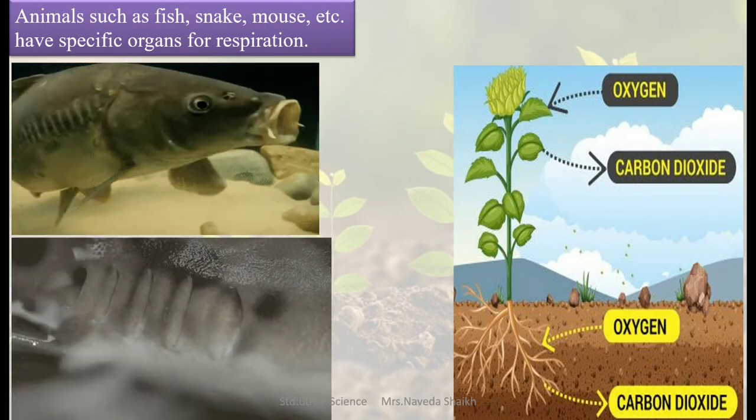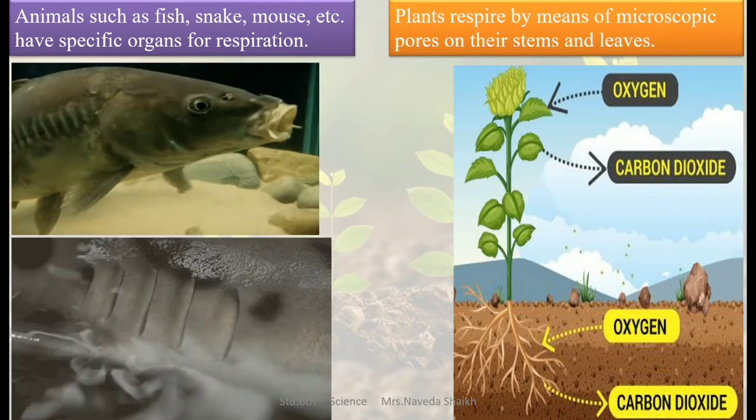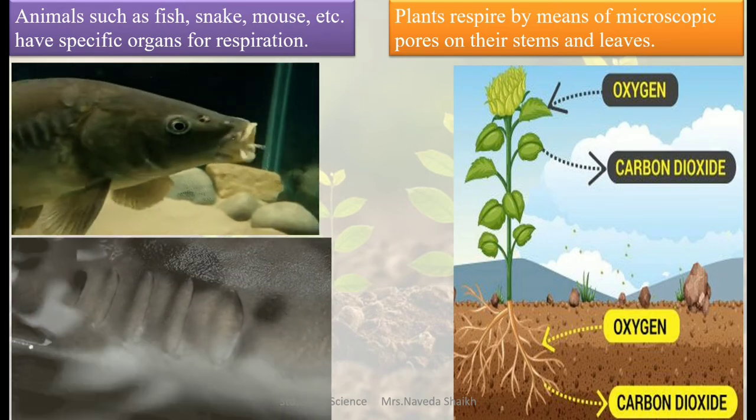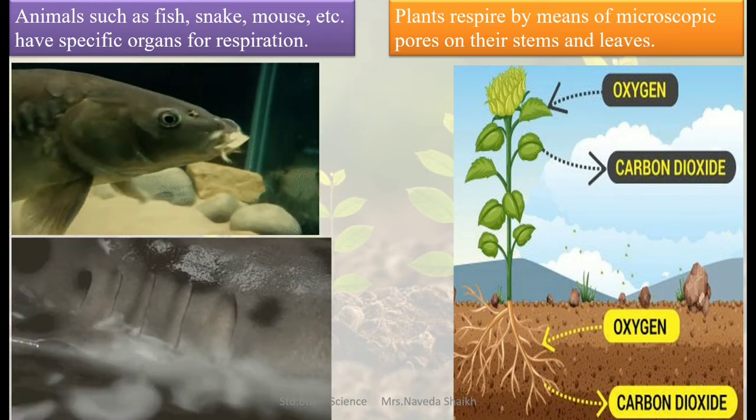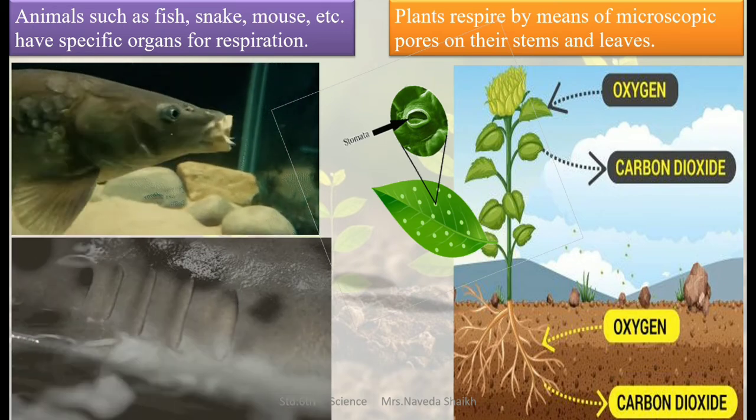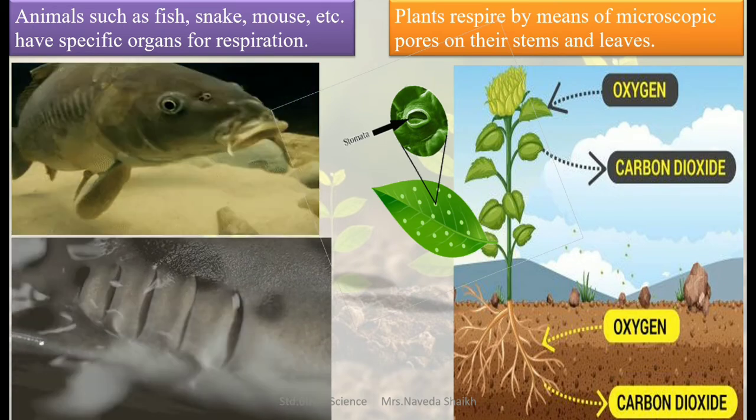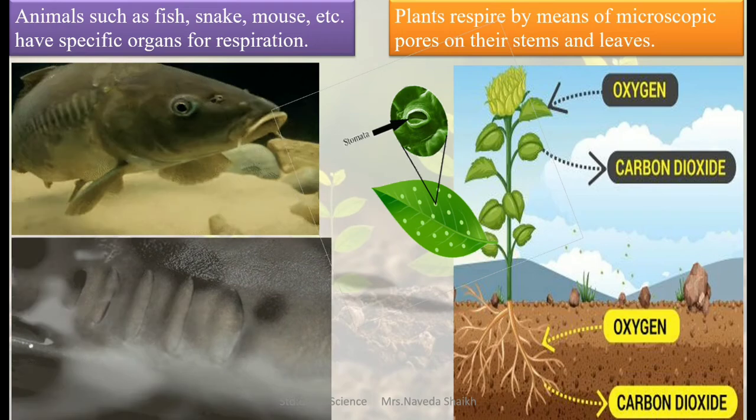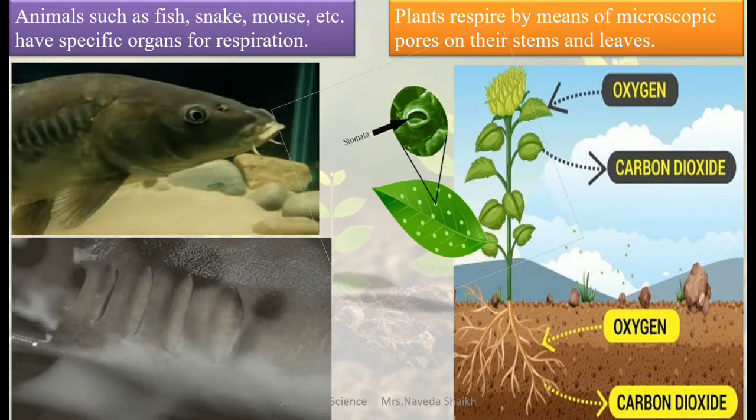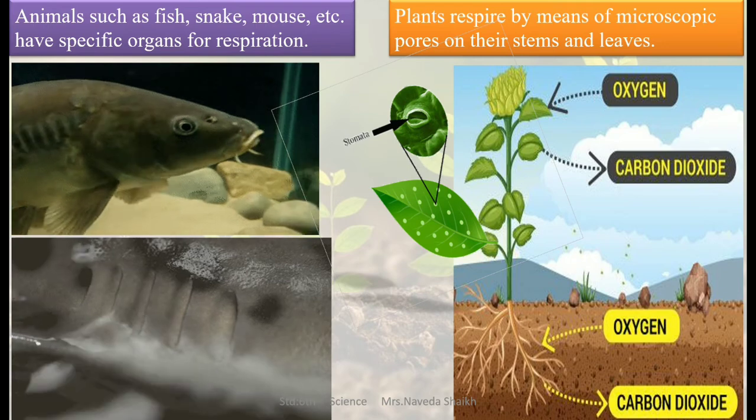Okay, now we come to another important living organism, that is plant. Now plants also have a respiration process. Plants respire by means of microscopic pores on their stems and leaves. Now this is what we're talking about. If you take a section of a leaf and observe it, you will see that there are small openings in it. Okay, that is called the stomata. It helps in the exchange of gases and the waste products.